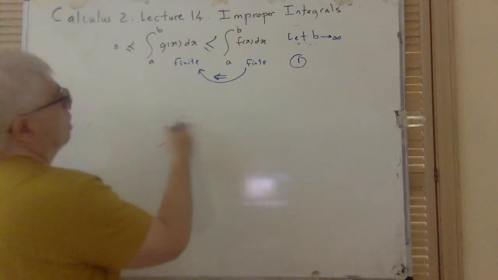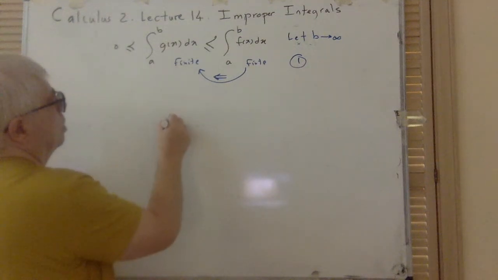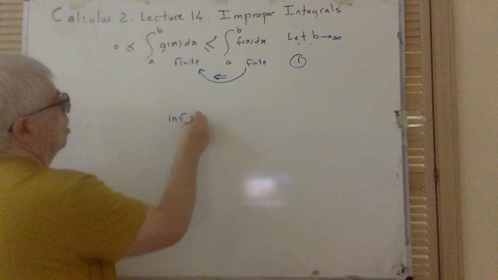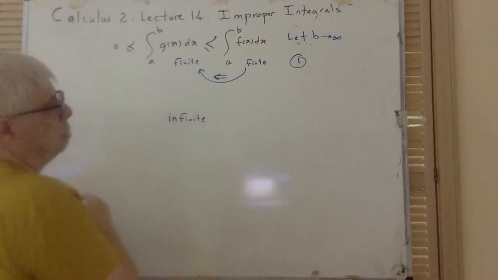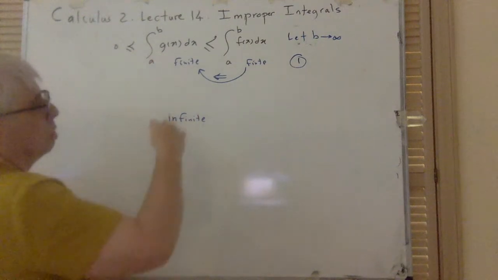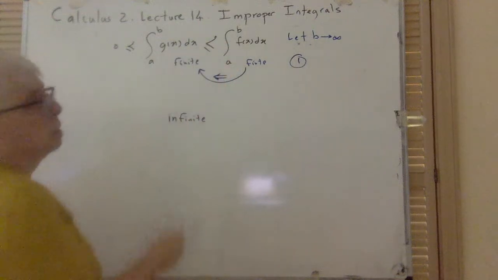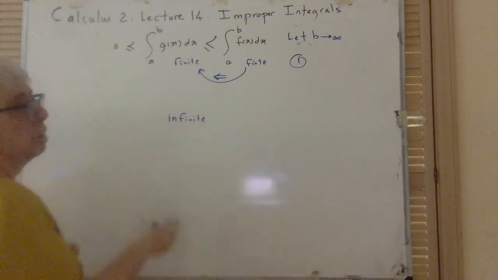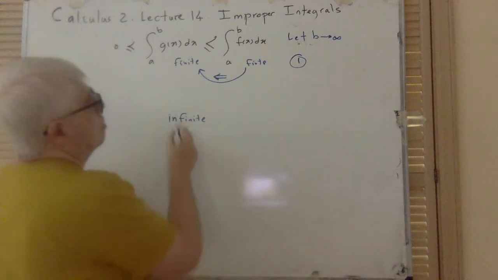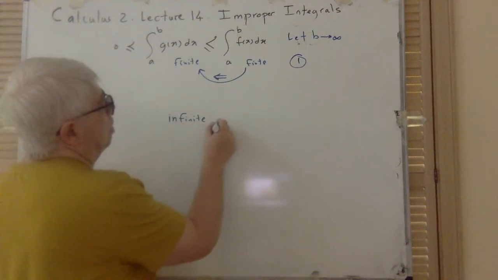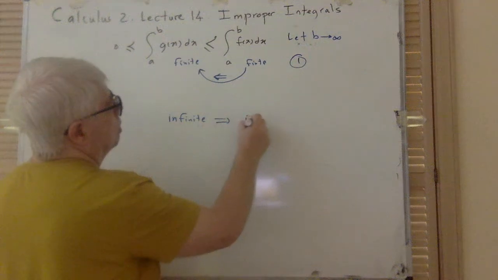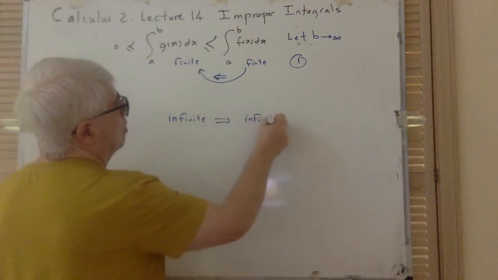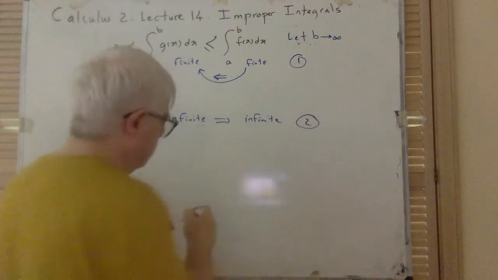The other one is, I assume that this is infinite. As b goes to infinity, this gets larger, larger, larger. This is bigger than this, so it should also get larger and larger and always be bigger than this. So if this is infinite, this implies that the other one is infinite. And this is number 2.